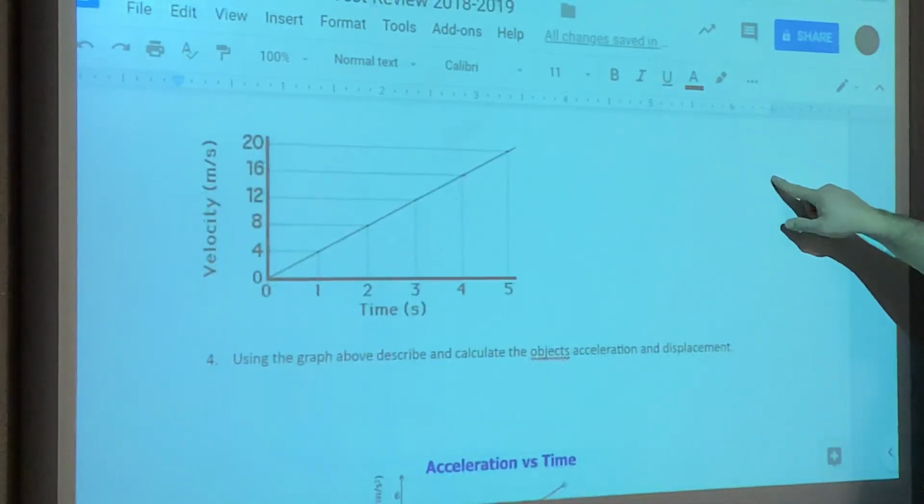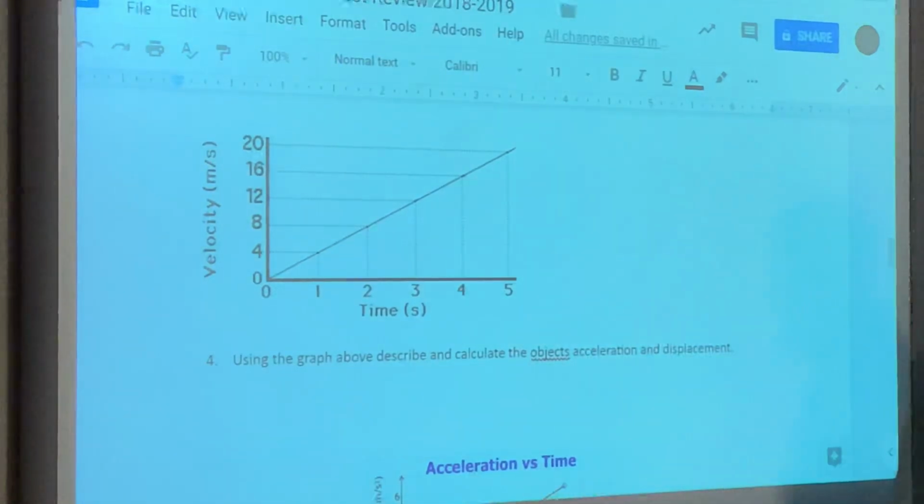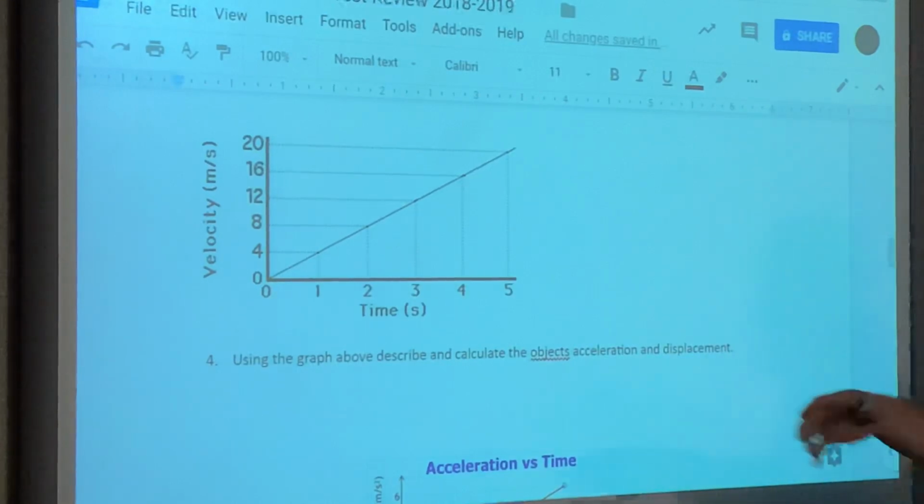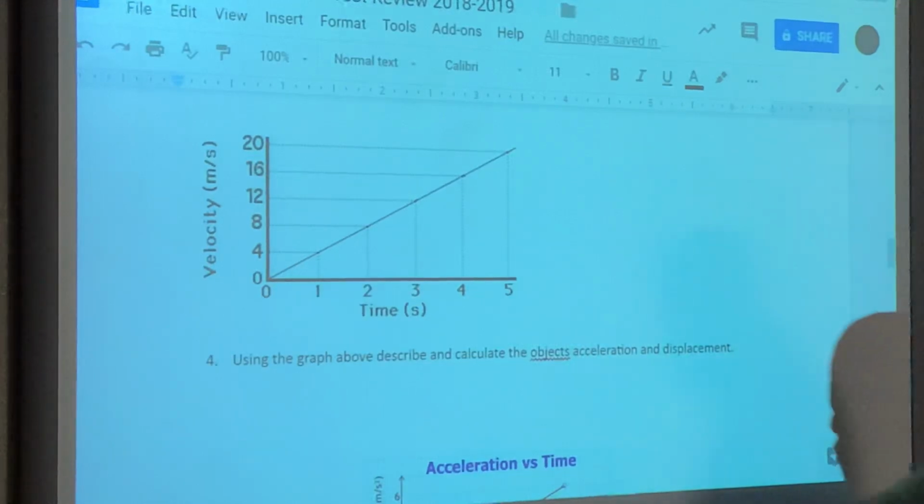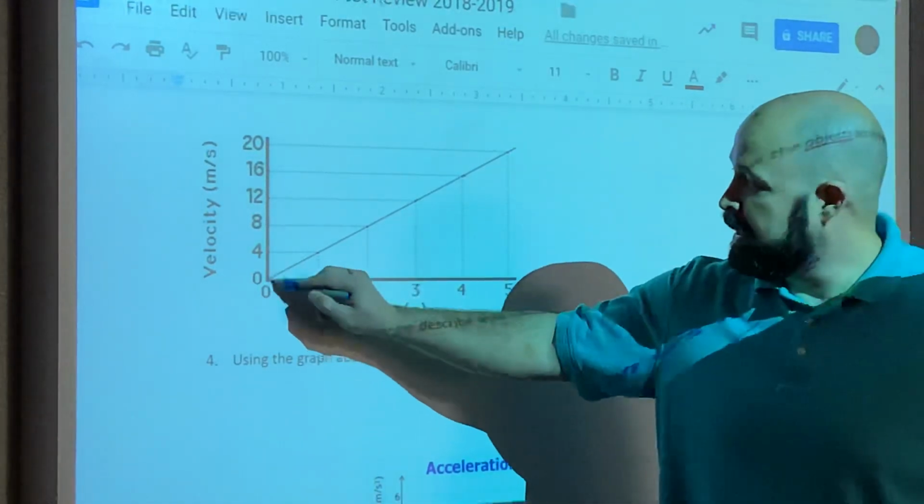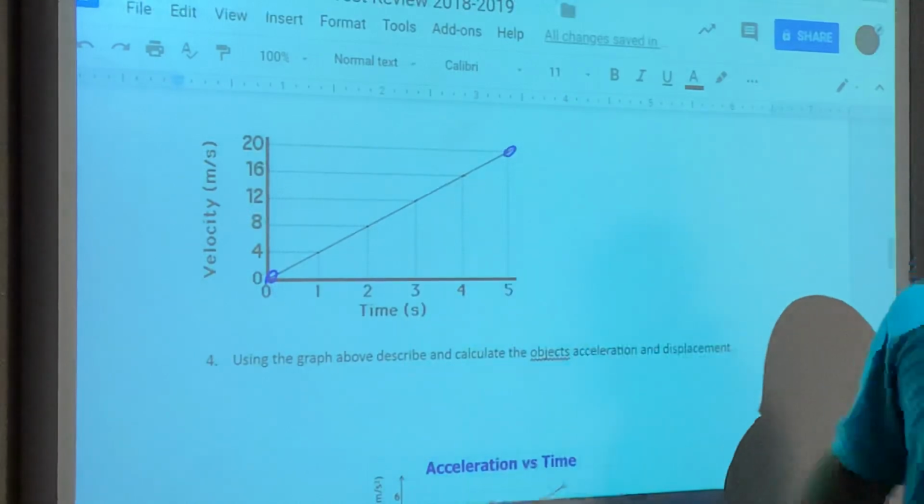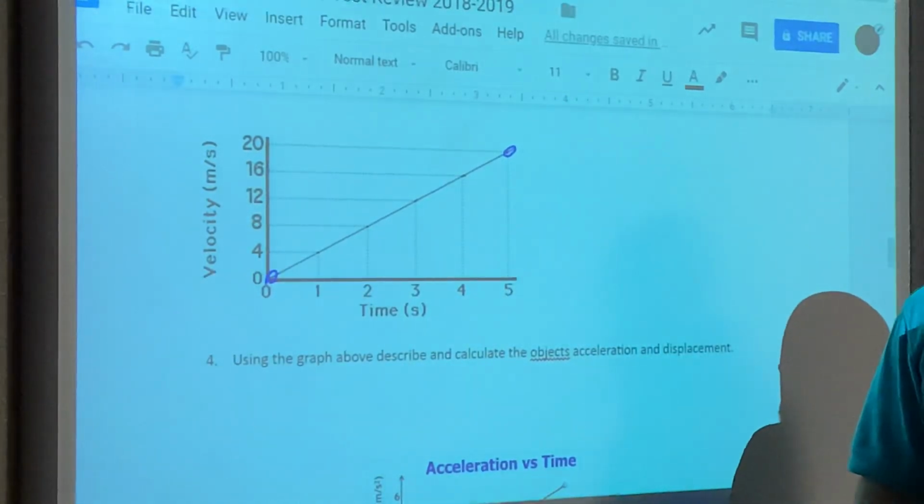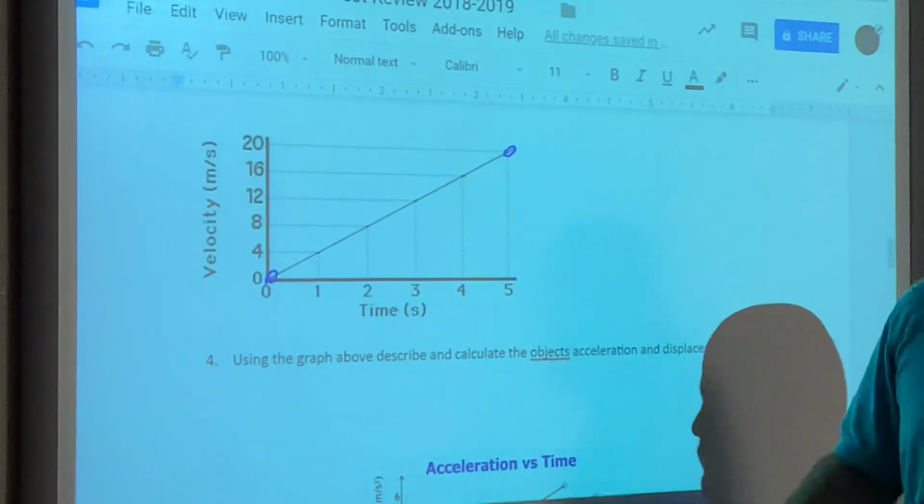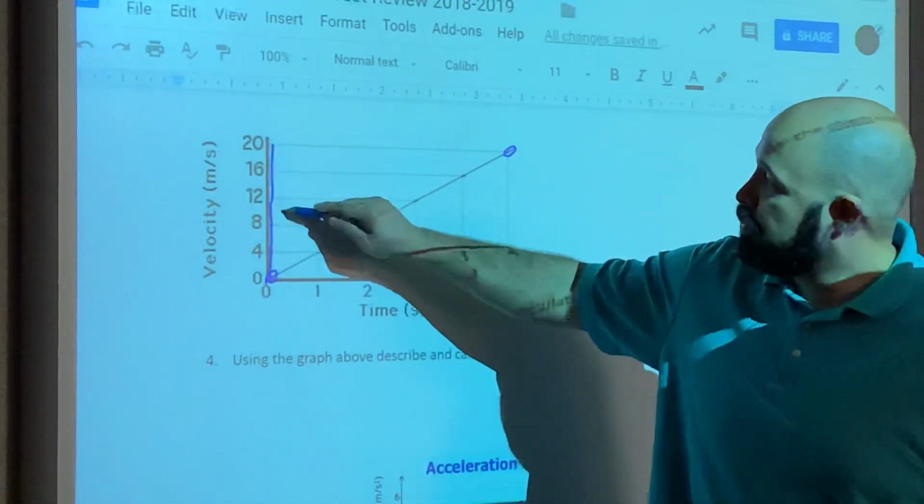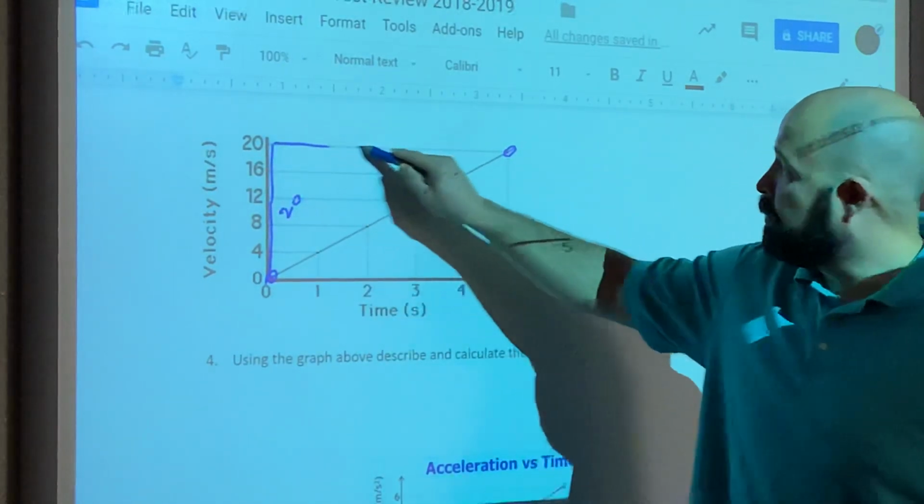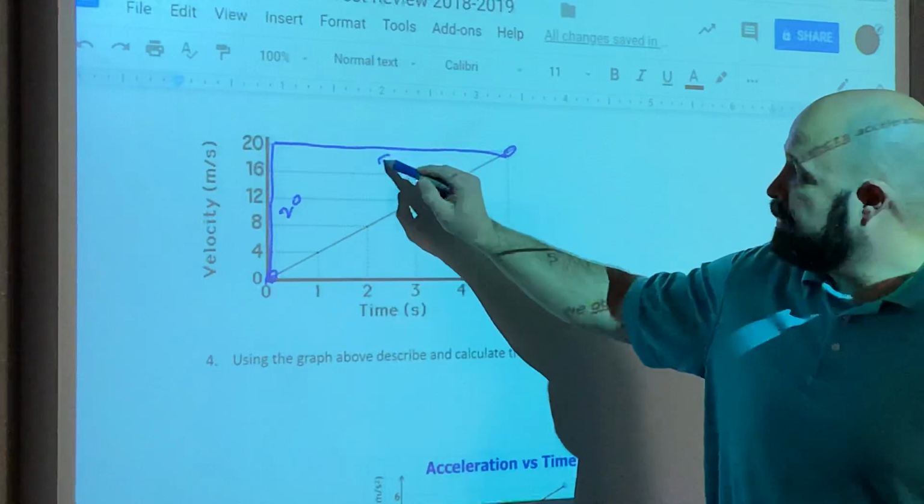All right, so right here, number 4, it says that using the graph above, describe and calculate the object's acceleration and displacement. Well, we just said the acceleration on a velocity versus time graph is the slope. So we need to find the slope of this graph. So we start at the beginning and we look at the last point, these 2 points on that line. We would do rise over run to find the slope. It goes up 20, then it goes across, it runs across 5.